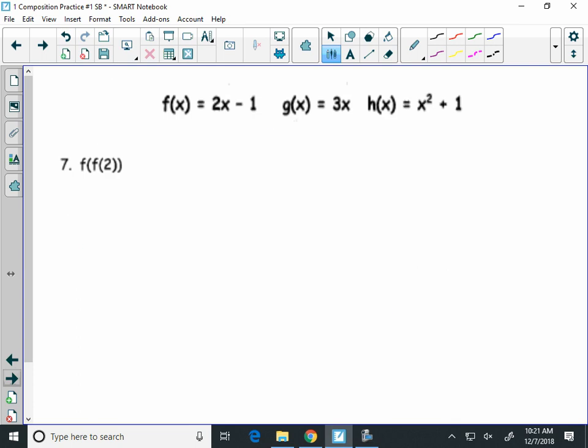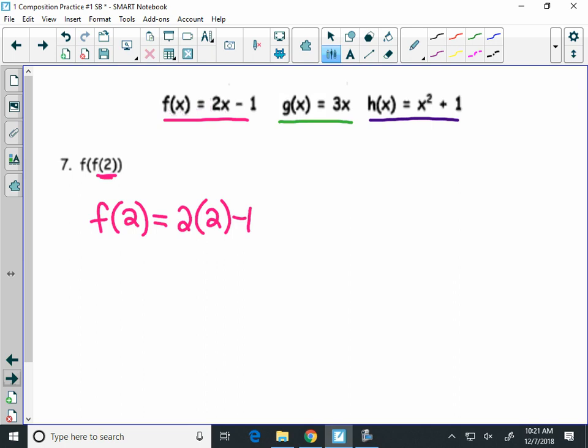Next, we're going to look at number 7. So we're looking at the same functions here. We have f, we have g, and we have h. And we're finding f of f of 2. So again, we start on the right. We're going to start with this f of 2 that is on the right here in the parentheses. And I need to evaluate f of 2 so that I can put that into the next function. So I'm going to put 2 in for x. 2 times 2 minus 1. Well, 2 times 2 is 4. 4 minus 1 is 3.